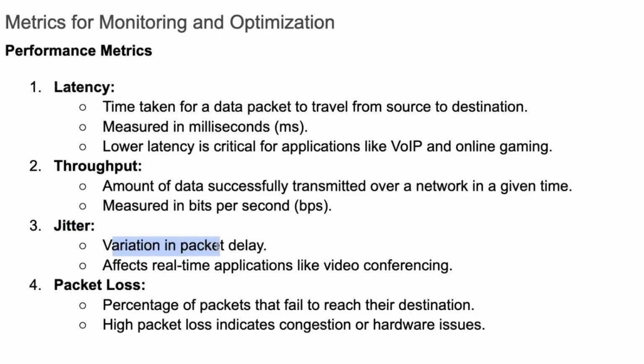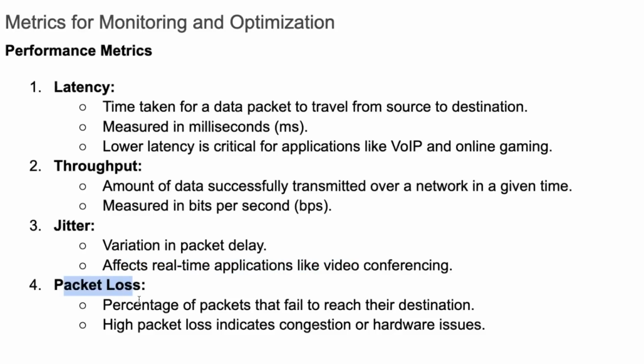Jitter is variation in packet delay, so it affects real-time applications like video conferencing and video gaming, for example. Jitter is the variation in the delay, so it's the variation in the latency, right? How long does it take for the data to actually be delivered from the source to destination? That would be latency, but then jitter is the variation in that speed, in the amount of time that's being taken for things to be delivered. So this affects real-time applications like video conferencing or anything similar.